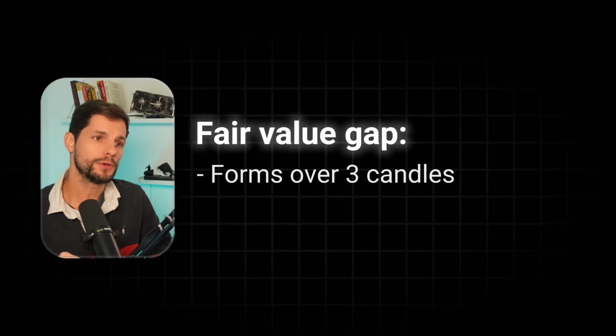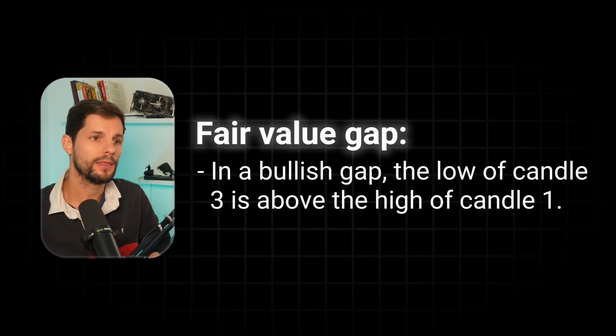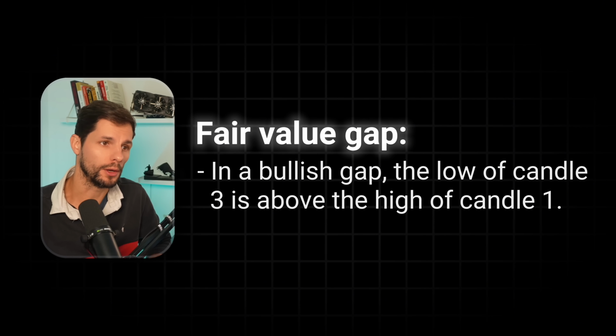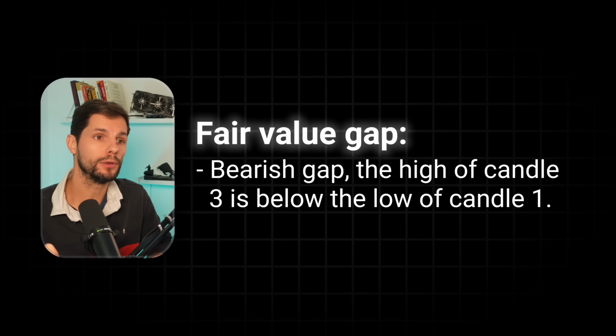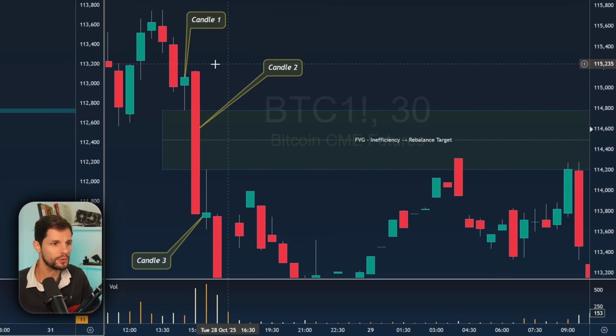So what is a fair value gap? A fair value gap forms over 3 candles. In a bullish gap, the low of candle 3 is above the high of candle 1. In a bearish gap, the high of candle 3 is below the low of candle 1. Let me show you a bearish example. So here we've got candle number 1, followed by the imbalance, which is candle number 2. In the TPO, that will be the single print. And then candle number 3, which is like the confirmation.